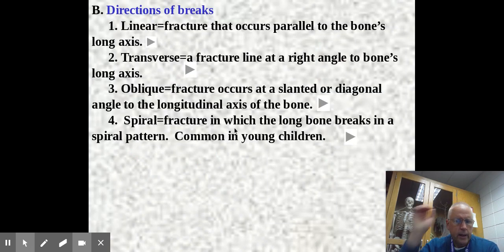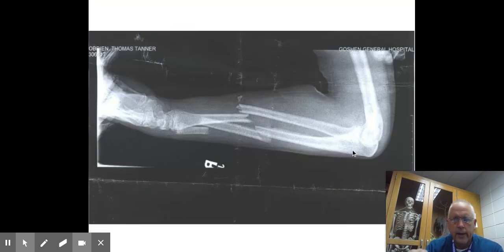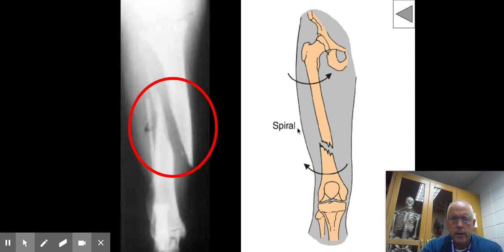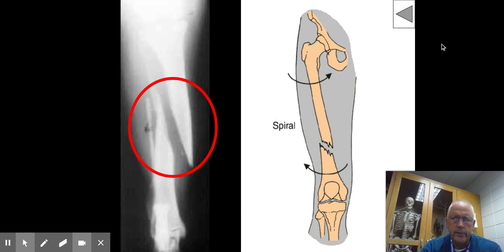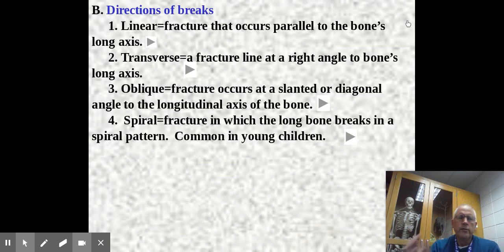of that. And then spiral is where maybe your arm gets caught and your arm gets twisted one way and your body's going the other way. It's usually from a twisting action. Pretty common in young children as well because of cartilage. And that would be one like this. There you go. You can see these are pretty nasty fractures sometimes where they have to go in and reset the bones.